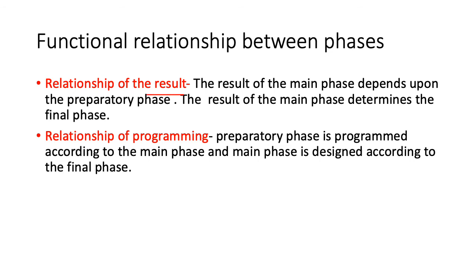Just think of a result. Ultimately the result. When you are doing bowling, you want a good ball to be there so that you can tackle the cricket batsman. I am taking an example of cricket so that you can understand. So in each action it's like that only. Result. What is the result? So the first one is the relationship of result. Just consider the result of the main phase. The result of the main phase depends upon the preparatory phase. So it is just like an exam.